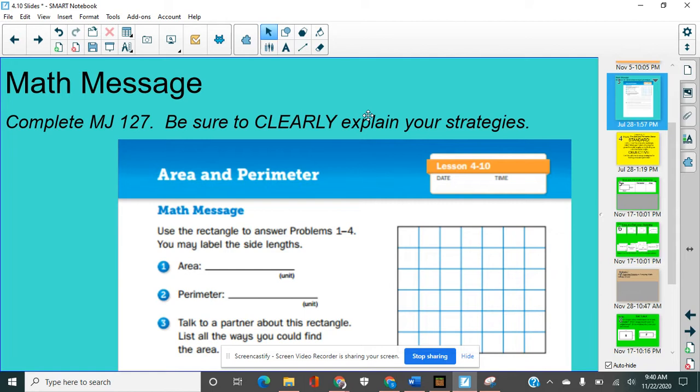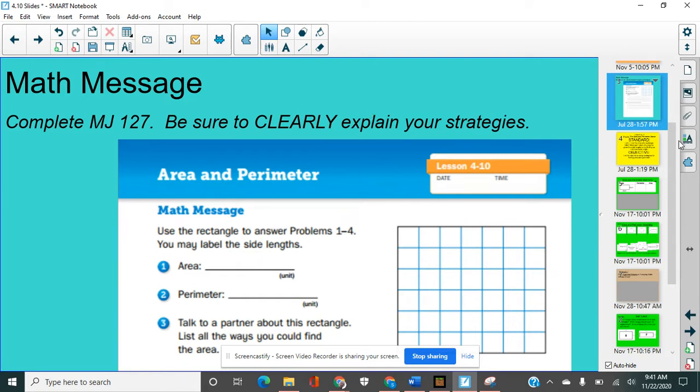Before we start anything, let's go over those two terms. If we want to find the perimeter of a shape, what do we do? We add up all the sides. Perimeter is the outside, right? Around the outside. If we want to find the area, what do we do? We figure out how many squares are on the inside, right? Perimeter is the outside and area is the inside.